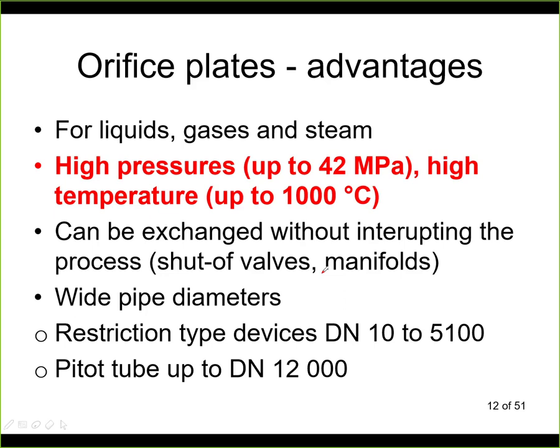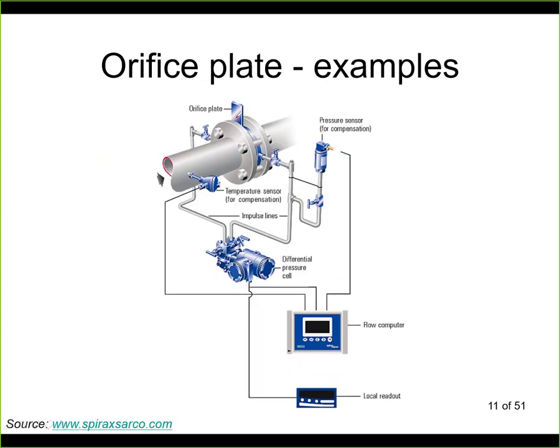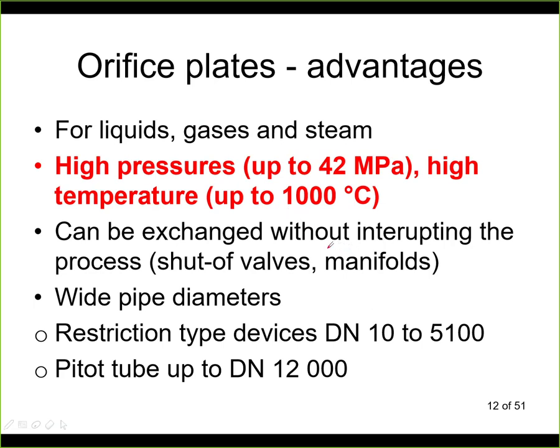Here I'm talking not about the orifice plate itself, but about the actual instruments. So if you want to change the orifice plate here, you need to interrupt the process, or you need to have some bypass like this so that you can temporarily close all this. But you can close those valves and you can change this pressure gauge, you can change the temperature sensor and so on. It can be used for wide pipe diameters.